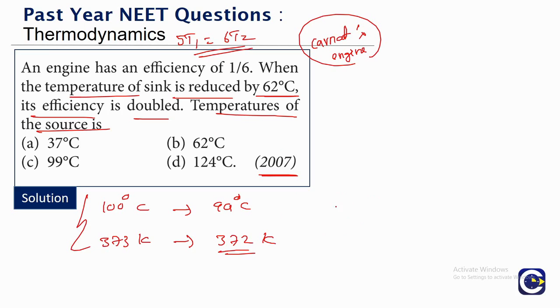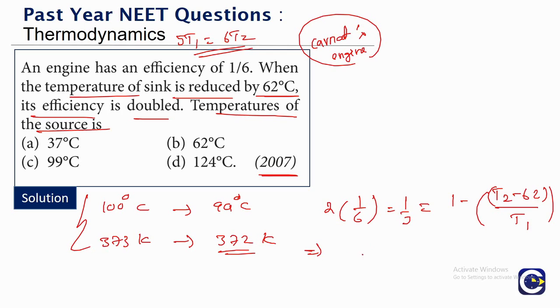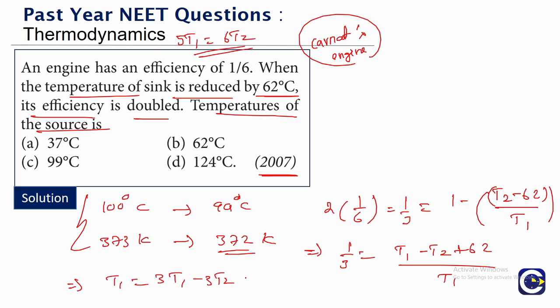So look at it. The efficiency is doubling, meaning 2 times 1 by 6, that is 1 by 3. That is the new efficiency. 1 by 3 is equal to 1 minus, here the sink temperature is reduced, so it is T2 minus 62. The source is as it is, T1, no change in the source temperature. Now look at this. 1 by 3 is equal to, taking an LCM, T1 minus T2 plus 62 over T1. Cross multiply, what we'll get? T1 on the LHS is equal to 3 T1 minus 3 T2 plus 3 into 62, that is 186.